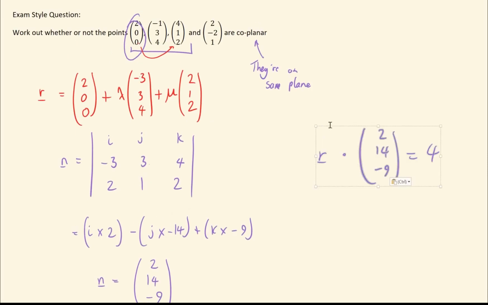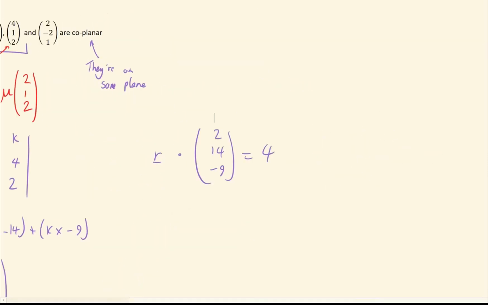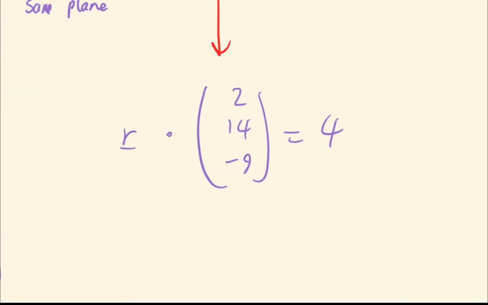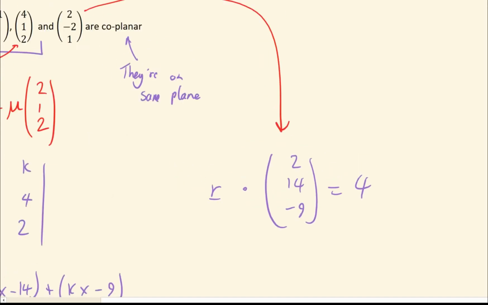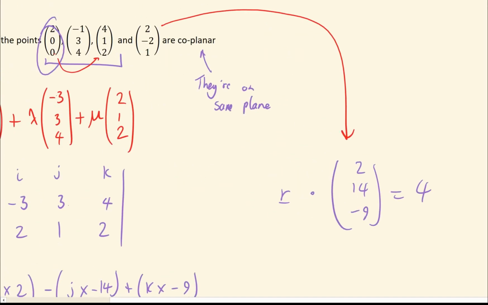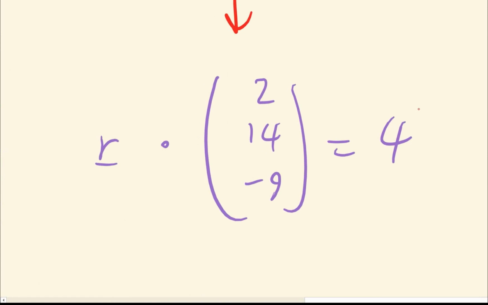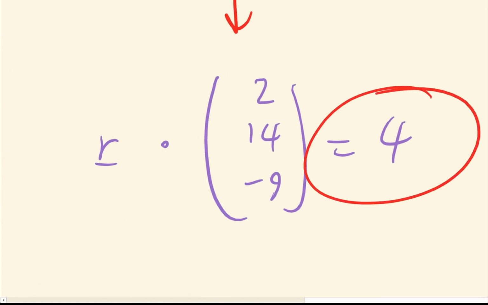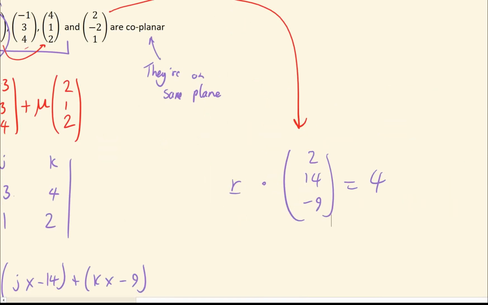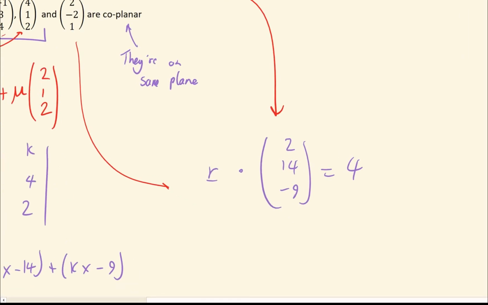So now we need to see whether or not this point is also on the same plane. And the way we're going to do that is we're going to plug it in. We know that for every single point on the plane, so we did it for these 2 or anything in between, if we plug it into this equation and do the dot product, it will always equal 4. So we're going to plug in this extra point and see whether or not that dot product gives us 4. If it does, it is coplanar. If it does not, then it is not coplanar. It is not on the same plane.